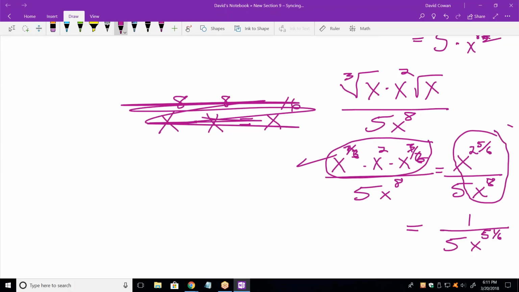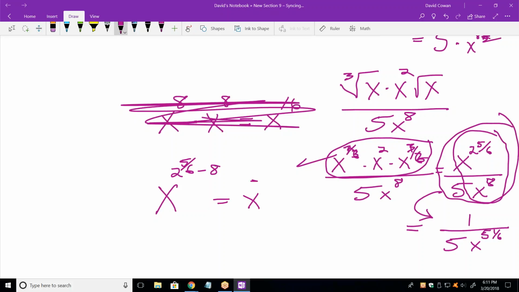So make sure you understand how I go from there to there. So you're subtracting the 2 and 5 sixths from the 8th and not the 8th from the 2 and 5 sixths? What we really have is 2 and 5 sixths minus 8. That's equal to x to the minus 5 1/6, which is equal to 1 over x to the 5 1/6 power.